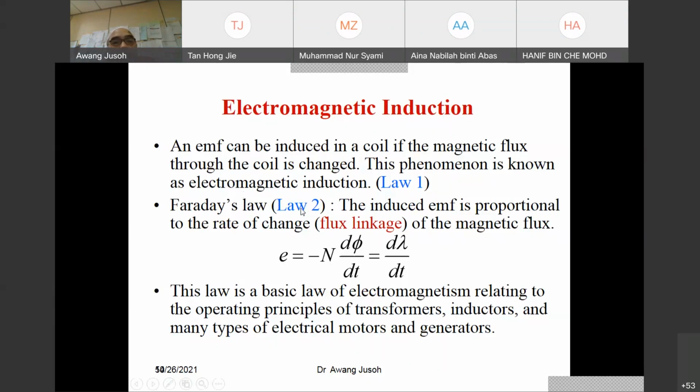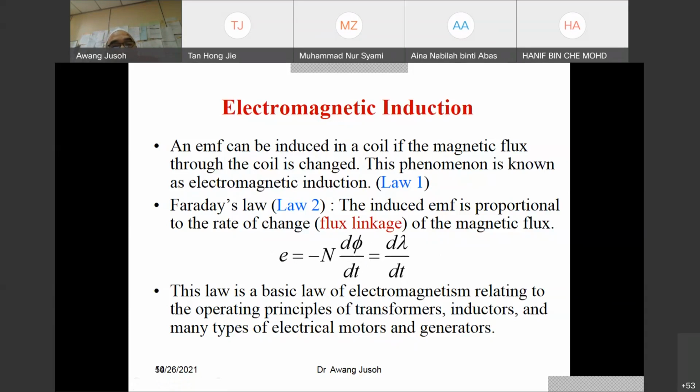Call it electromagnetic induction. The second law is Faraday's law, or law number two. The induced voltage is proportional to the rate of change of flux linkage of the magnetic flux. So E equals N d flux per dt, or equals d lambda per dt. This is basically Faraday's law. The faster the flux changes, the bigger the voltage induced. The bigger the flux linkage, the bigger the voltage induced. This represents Faraday's law, or law number two.